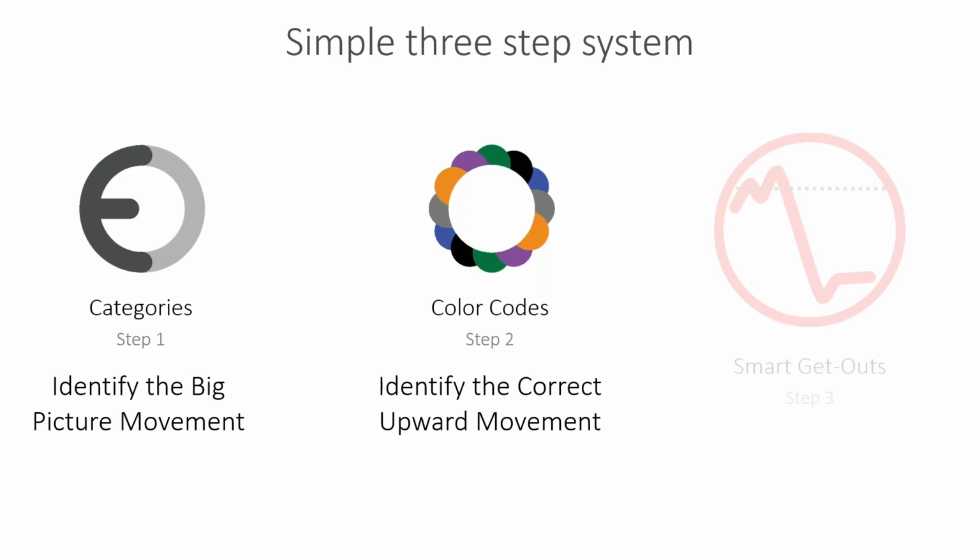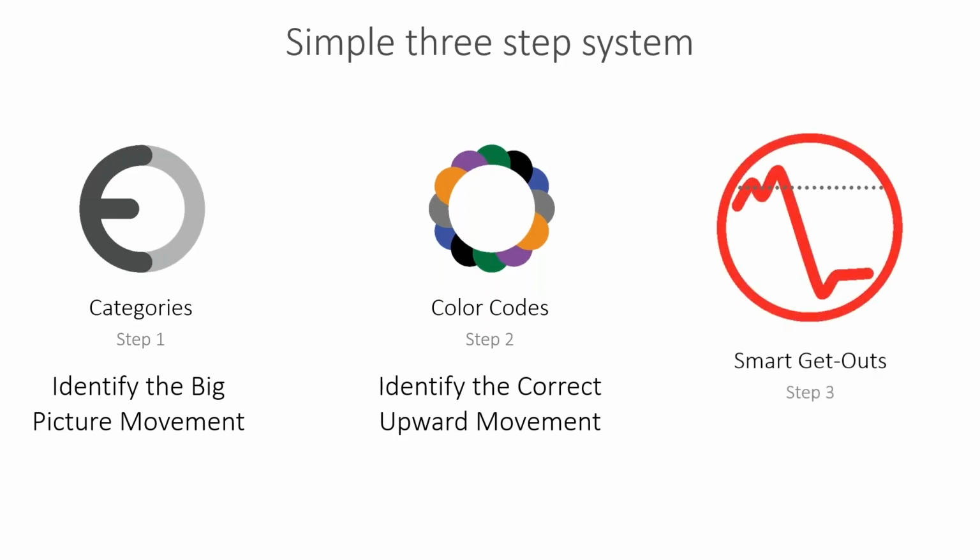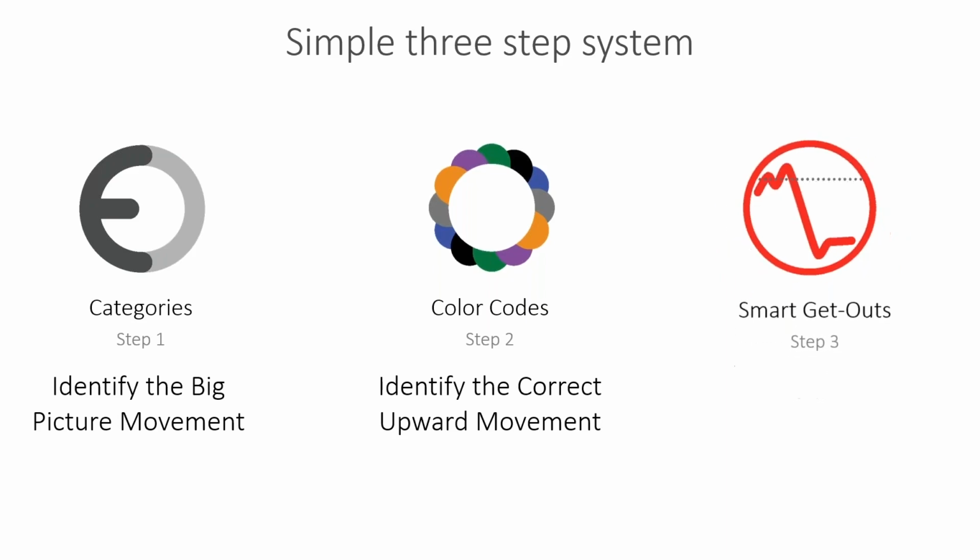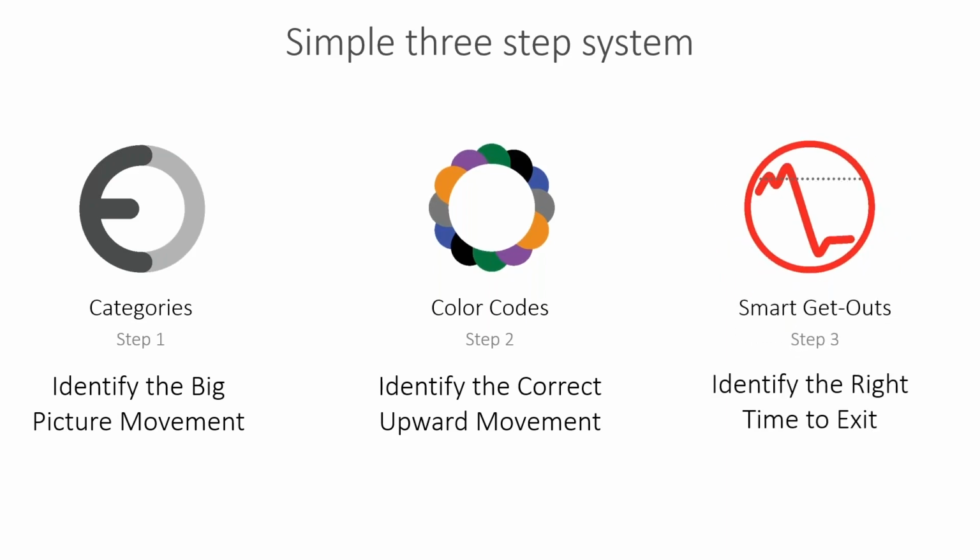Once we've identified which upward movement price is going to make, then we move on to smart getouts, step 3. Identify the right time to exit. Knowing when to enter a trade is important, but remember, getting out at the right time is what's going to actually make you the money. So before we go in, we identify our exit strategy.